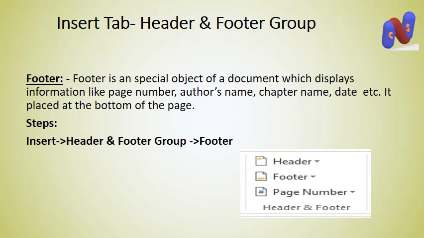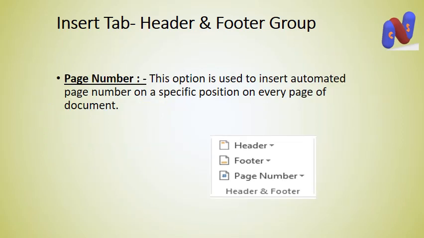Now footer is a special object of a document which displays information like page number, author's name, chapter name, date, etc. It is placed at the bottom of the page. And the steps to insert a footer are: click on the insert tab, then go to the header and footer group, and then click on footer. Now page number. This option is used to insert an automated page number at a specific position on every page of the document.